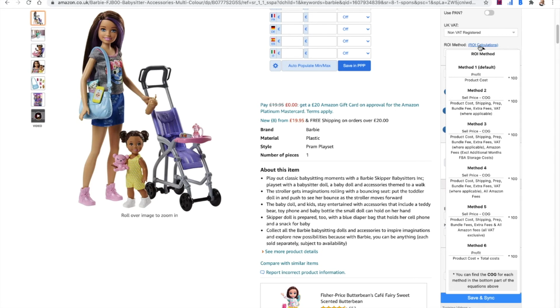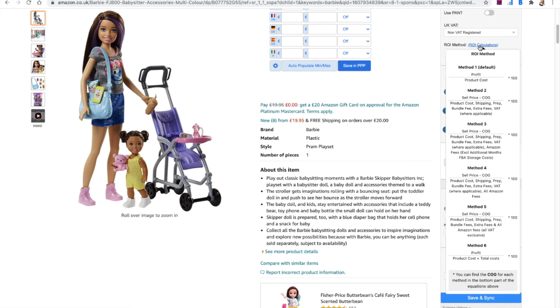So method 5 is giving you different costs of goods again. So each of these are giving you different costs of goods. 2, 3, 4 and 5, they're all doing it in the same way, but the cost of goods are different. So you can see which of those you want to do and which you don't want to do. So method 5 takes out VAT completely. So it's sale price minus cost of goods divided by cost of goods, all excluding VAT, times 100.